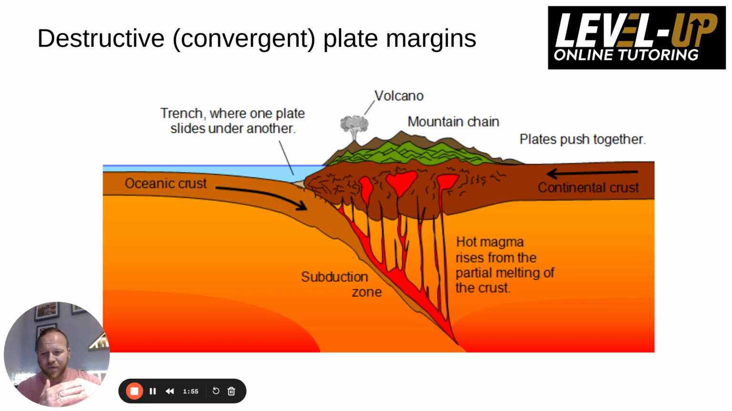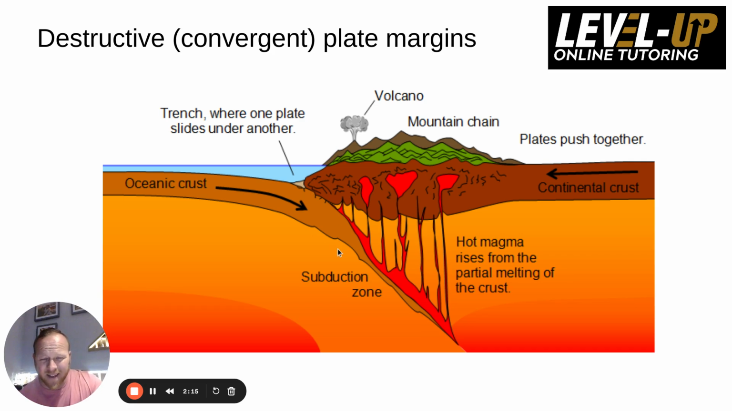With the other plate, and friction builds and builds and pressure builds. There's tension, there's pressure, and eventually the plate will slip, and that will trigger a massive earthquake. And if that happens underwater, it will cause a tsunami. Okay, so that is a destructive plate margin. You'll also get oceanic trenches like the Mariana Trench forming as a result of that.